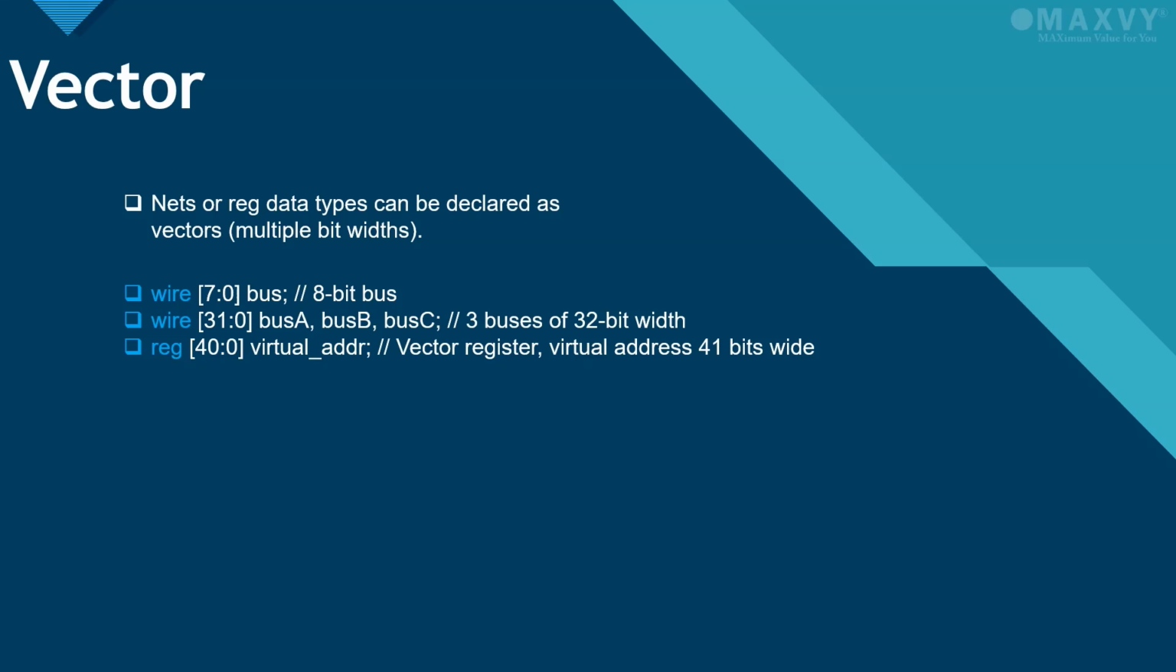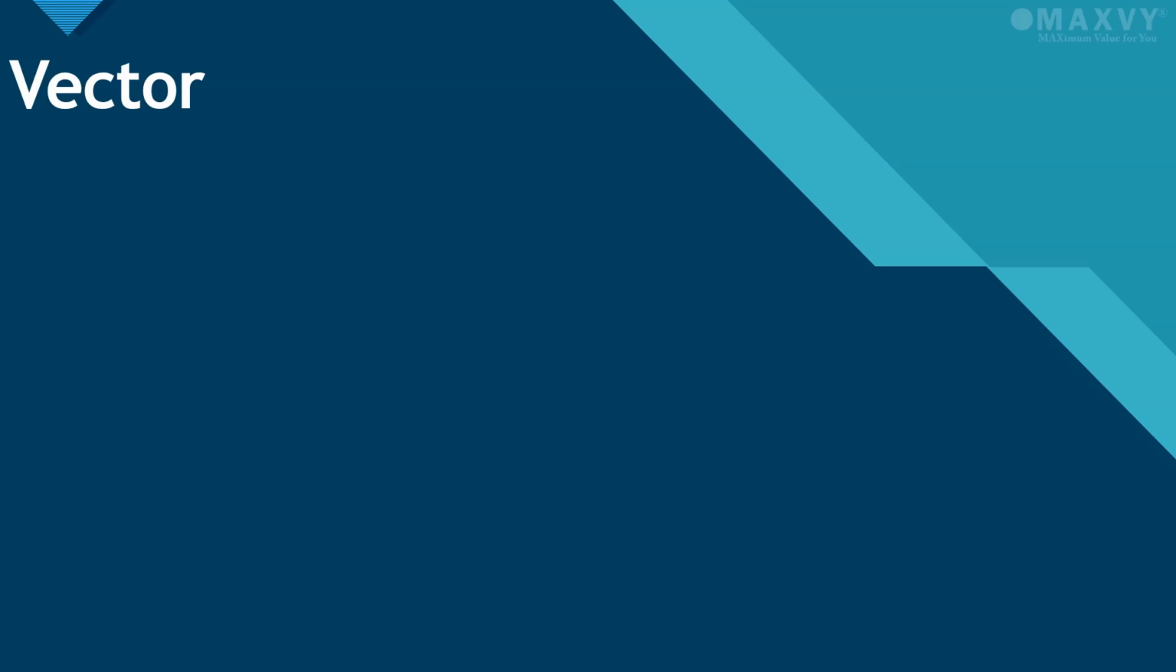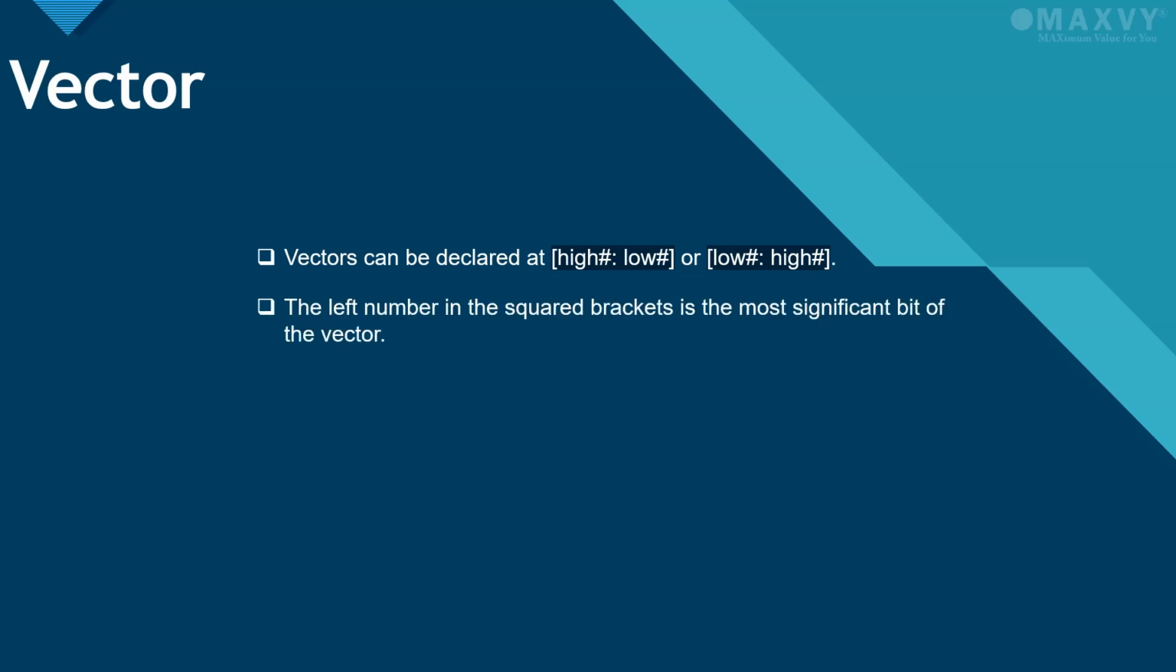If you don't specify the bit width, the default is scalar, meaning it's just one bit. For instance, the declaration wire A creates a scalar net variable. You can declare vectors in two ways, high to low or else low to high. However, the left number in the square bracket is always the most significant bit. For example, in virtual_address [0:40], bit 0 is the most significant bit.